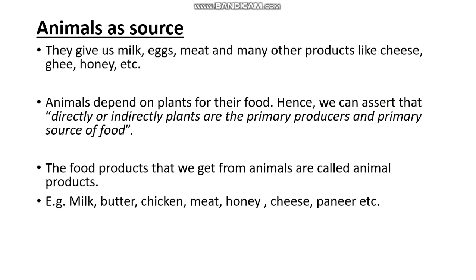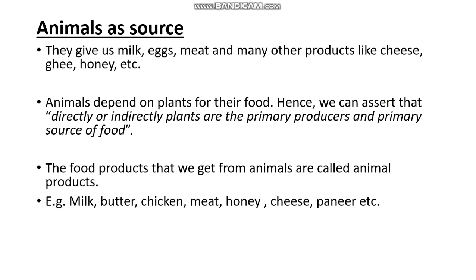Next we will see animals as a source. They give us milk, egg, meat and many other products like ghee, honey, etc. Animals depend on plants for their food. Hence we can say directly or indirectly plants are the primary producers and primary sources of food. So plants make their own food and are called primary producers. Animals depend on plants and other animals for their food and are called consumers.